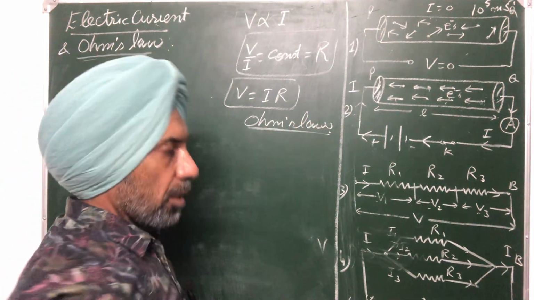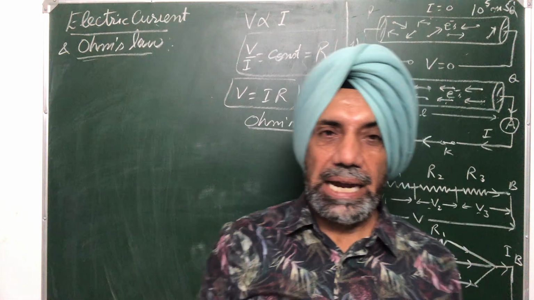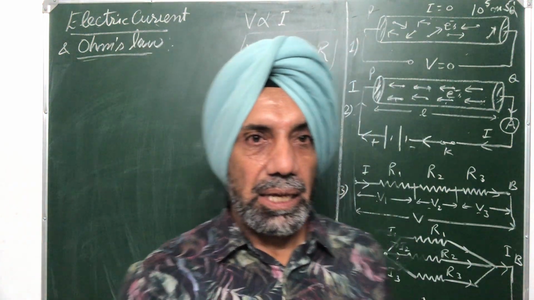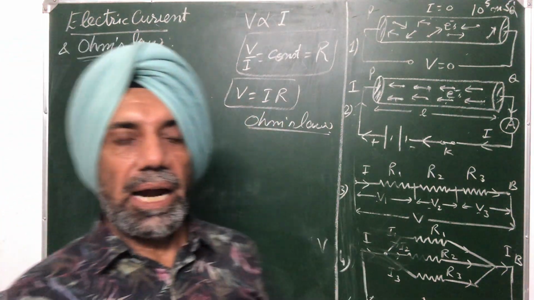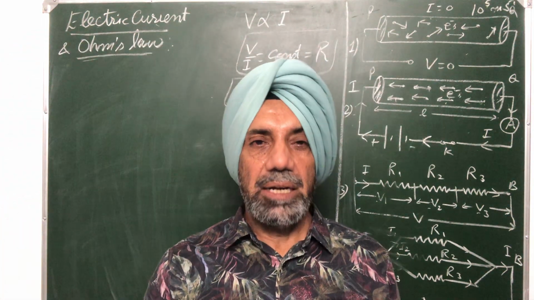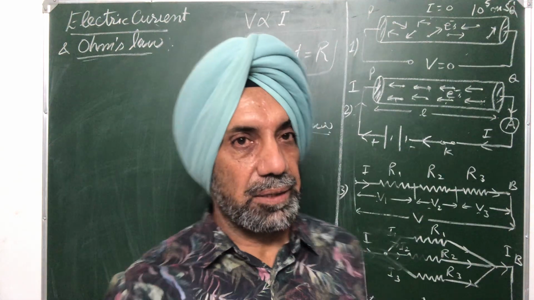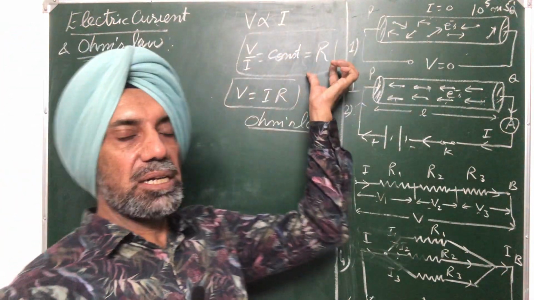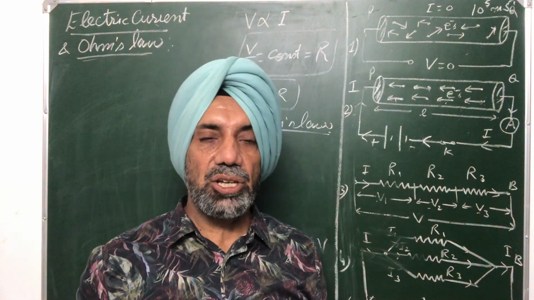So I repeat, Ohm's law states that potential difference between the ends of the conductor is directly proportional to current flowing through the conductor, provided temperature is kept constant. In other words, ratio V upon I remains constant, and this constant is known as resistance of the conductor.